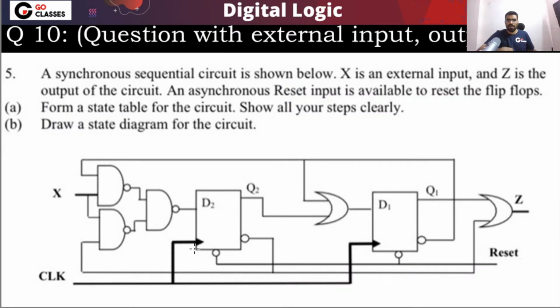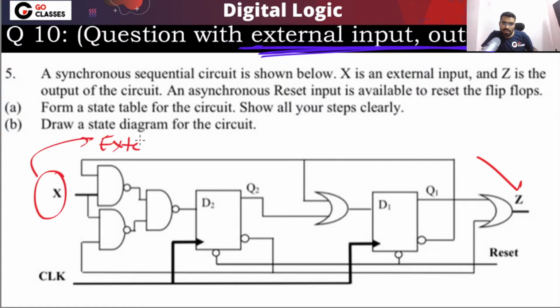Let's see this. Can you try this question? Did you try this? Again, we have external input and output. You can notice in this question we have this external output, and also we have external input. This is the external input, and you can also see that you have external output, or I can simply call it output.